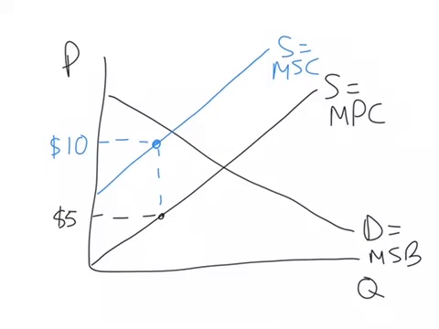This means that a $5 tax should be put in place, which will move the marginal private cost supply curve to where the marginal social cost curve is right now. The tax on a good with a negative externality should always be equal to the difference between the marginal social cost and the marginal private cost at any given quantity.